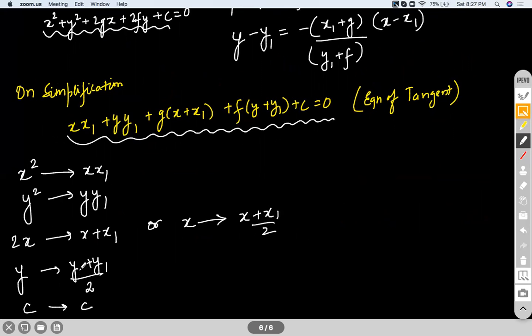Now, this is a very important tool in our hands because it actually helps us to find out the equation of tangent drawn to any conic at x1, y1 on that particular conic.